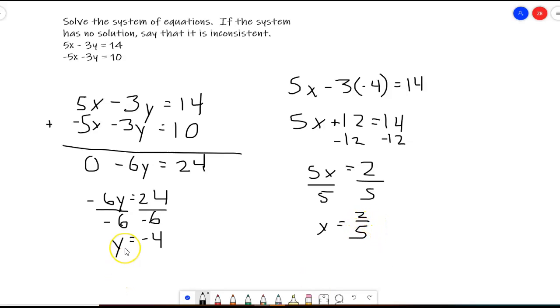All right, so we have y is equal to negative 4, and x is equal to 2/5. So that's your solution for this problem. It is not inconsistent because we have a unique solution. That means these two lines are not parallel.